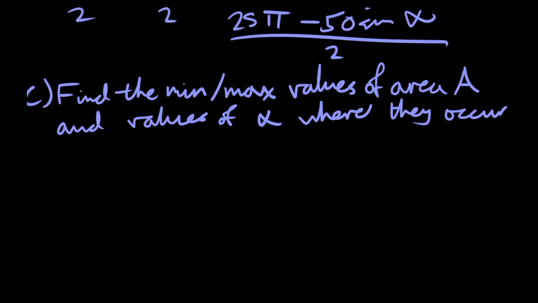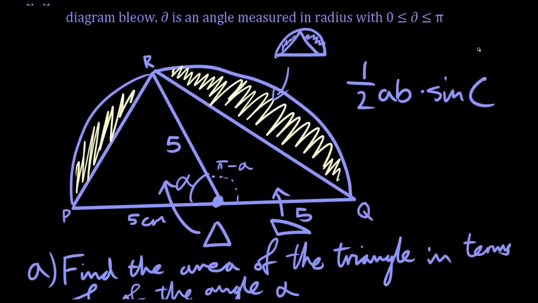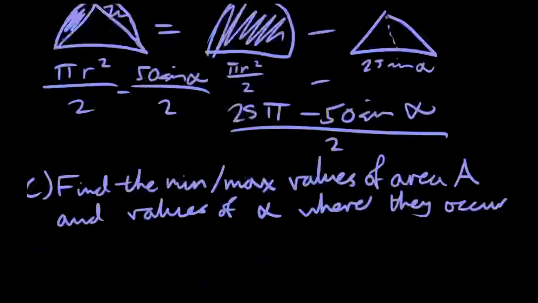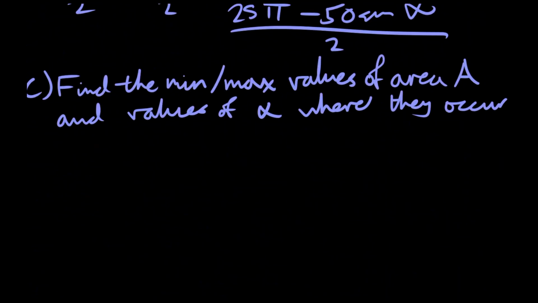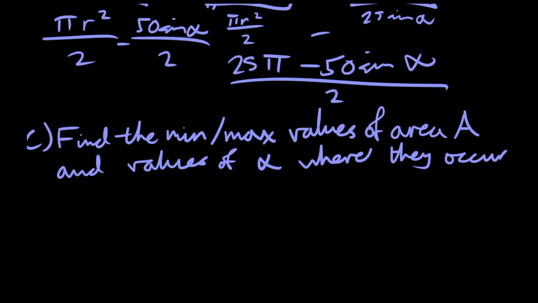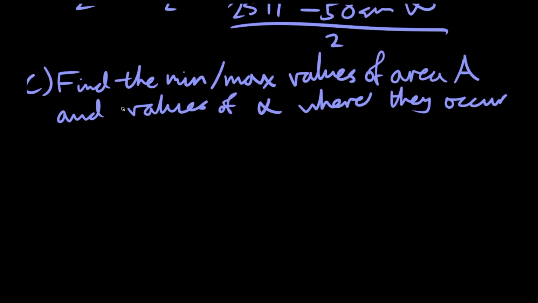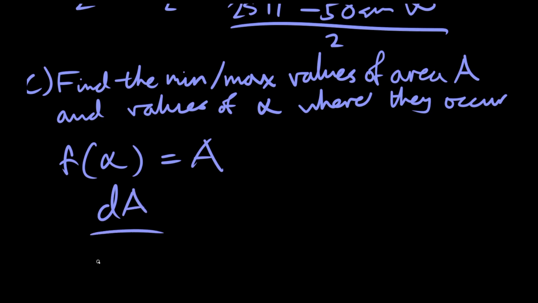And finally, the hard part of this question, we're going to have to find the minimum and maximum values of the area A, which is this yellow shaded area, and the values of alpha where they occur. So we're going to have a function of alpha is going to be equal somehow to area. That means when we're taking the derivative, we're going to have dA over d alpha.